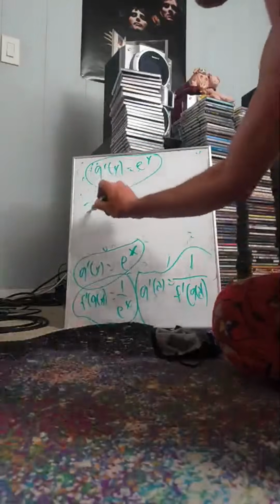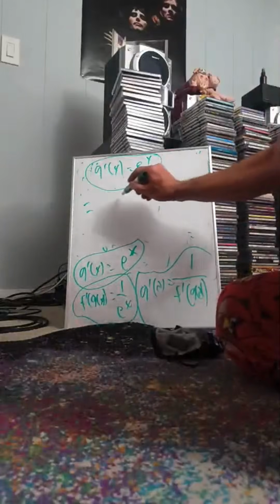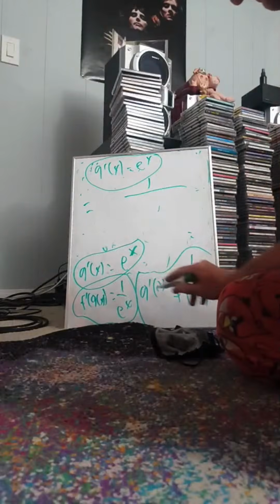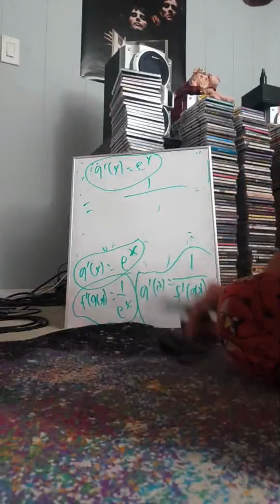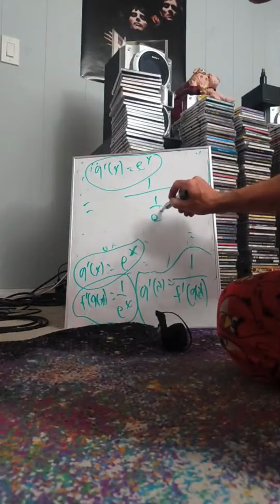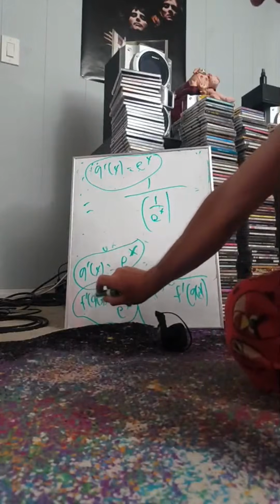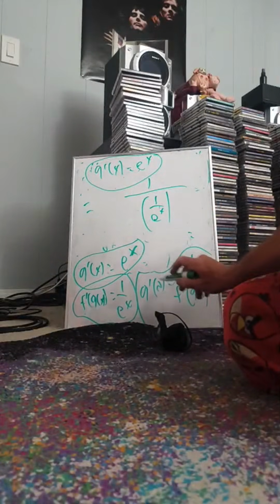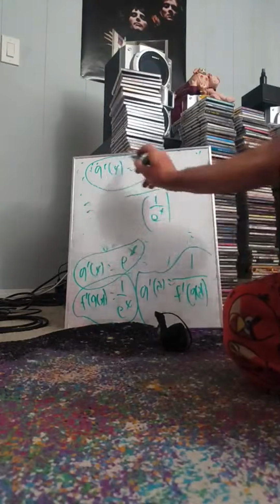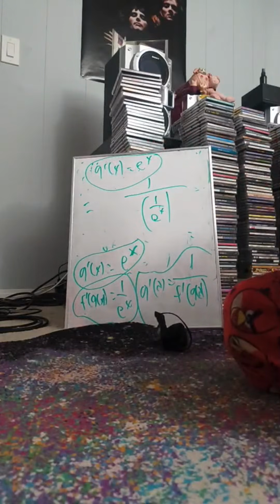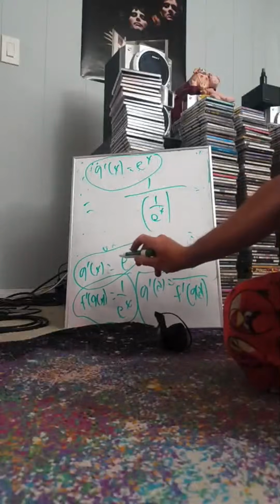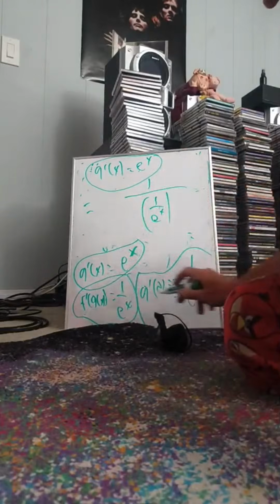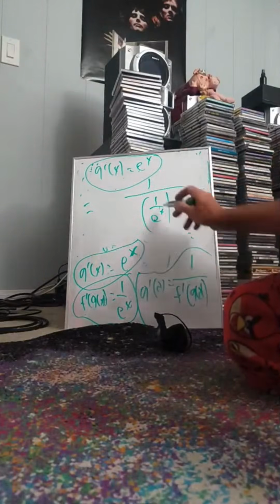But that's supposed to be equal to 1 over f prime of g of x. But f prime of g of x is 1 over e to the x. It says so right here. f prime of g of x is 1 over e to the x. That's this. g prime of x equals e to the x. So that's here, and that's this side. g prime of x equals e to the x. This is 1 over f prime of g of x, which is 1 over e to the x.